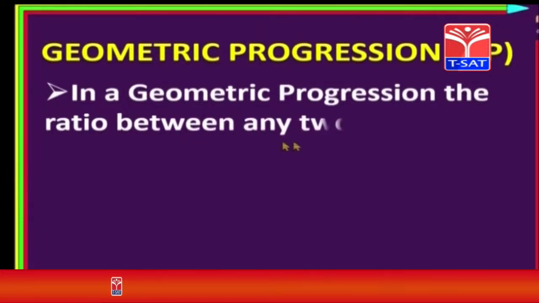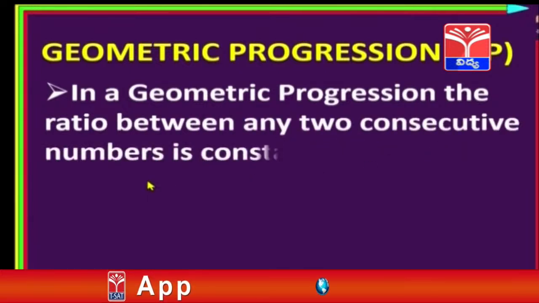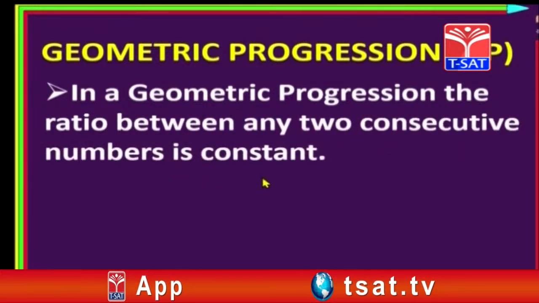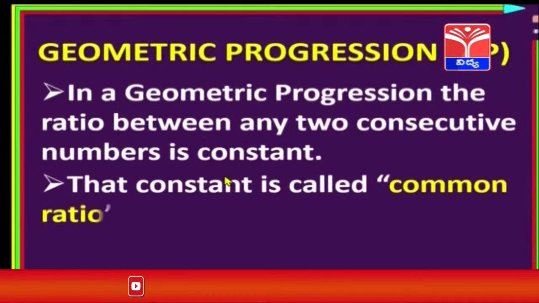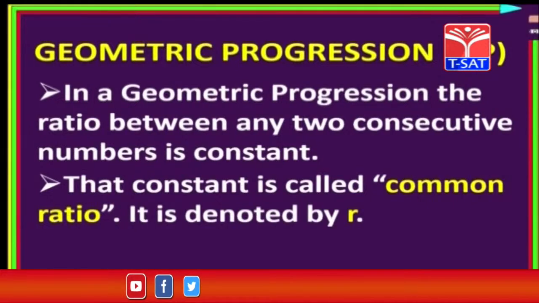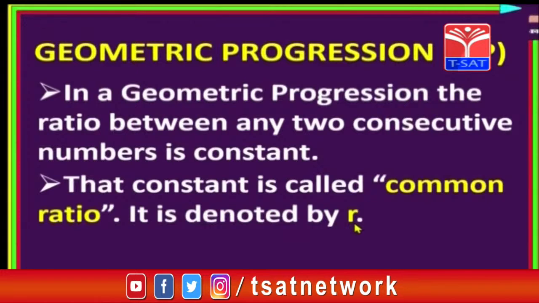Okay, next, what is the common ratio? In a geometric progression, the ratio between any two consecutive terms is constant. So if we divide the second term by the first term, the third term by the second term, that ratio is constant. That ratio is called the common ratio, and it is denoted by r.